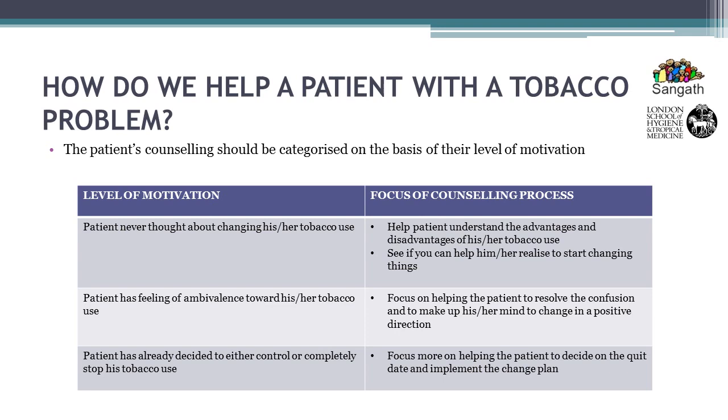How do we help a patient who has a tobacco problem? This is not much different to helping your patient with the drinking problems. Similar to patients with drinking problems, patients with tobacco use can also be divided into three groups based on their motivation to quit tobacco. We need to match our intervention to each patient's level of motivation as described in the table in this slide.